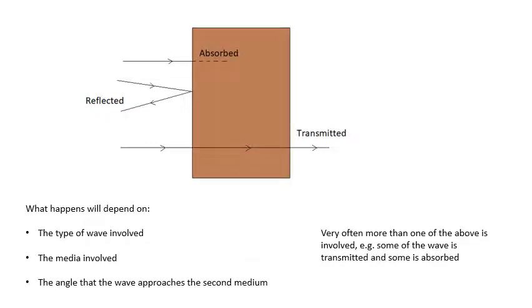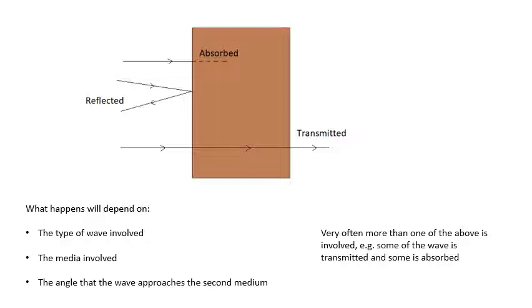Now, what will happen will obviously depend on the type of wave. It'll depend on the media, as in the two mediums involved. It'll also, and we'll see later in another video, depend on the angle, when we do refraction, where the light changes direction. So what happens will depend on the angle that it approaches as well. Total internal reflection we're going to do later.